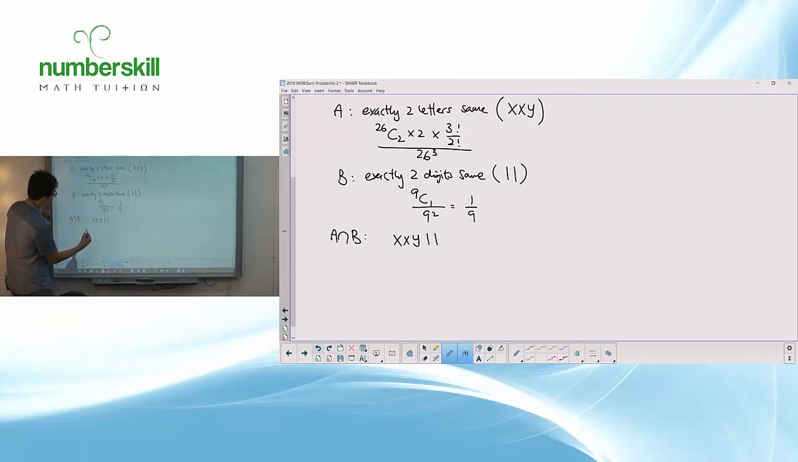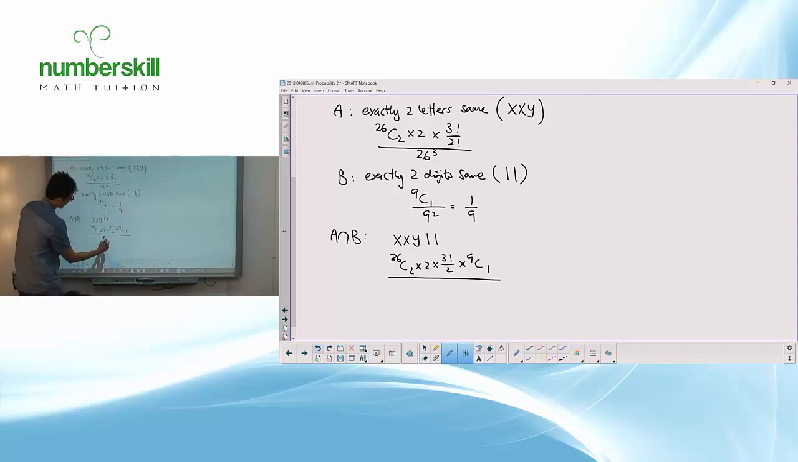So let's think about the latter part, which will be this. It's still the same, huh? Okay? And then the digits must be 9 choose 1. Right? And divide by 26 cube times 9 square.